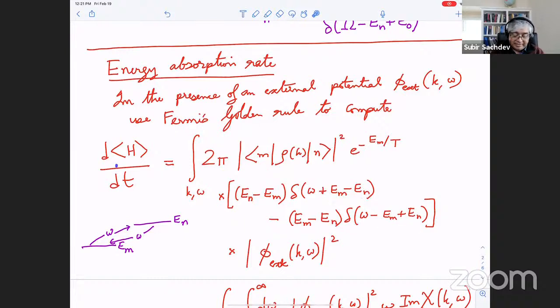Now you're computing the rate of change of energy. So you have to weight the transition rate, which is these terms, with the energy that you've gained. And this is the energy that you've lost. So you come with a minus sign. Okay, so that's how you get this expression. You have to be a little careful about the m's and n's and the signs, but believe me, I got it right. You start with the state energy E_m and you absorb energy omega and go to E_n, or you start with the state E_m and you go down in energy to a state E_n and you emit energy. So one of them is absorption and the other is stimulated emission.